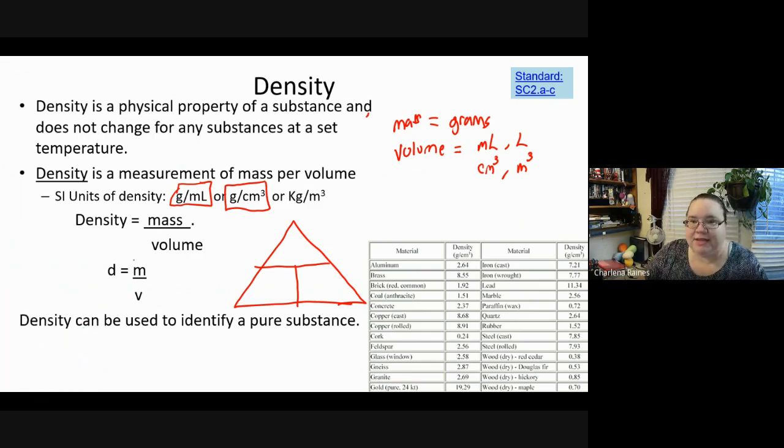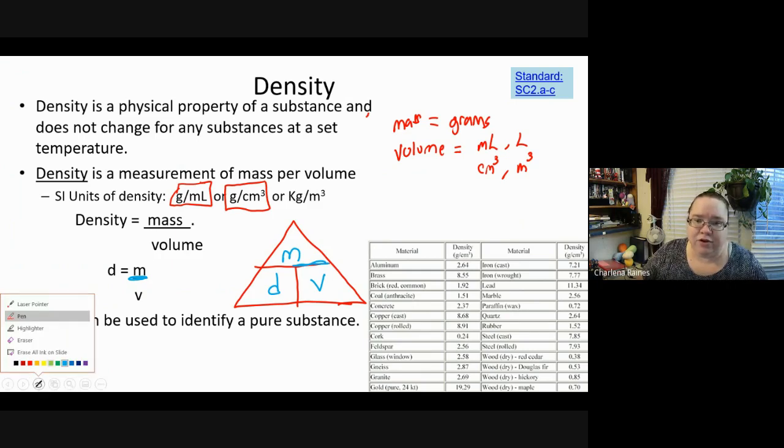if we notice that in my density equation, I'm dividing, so I've got to show that division in my triangle. So I'm going to have mass over volume, which means my density is going to go in the other spot. The usefulness of this triangle is that it allows you to do calculations without actually having to do the algebra. You just need to plug in the numbers and solve for the remaining part of the triangle.